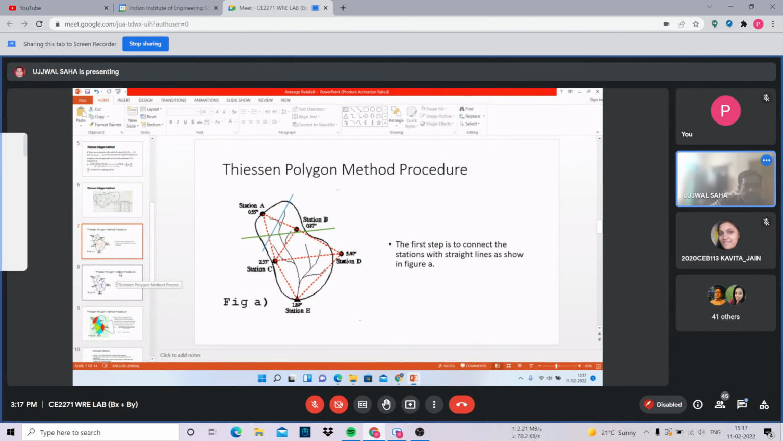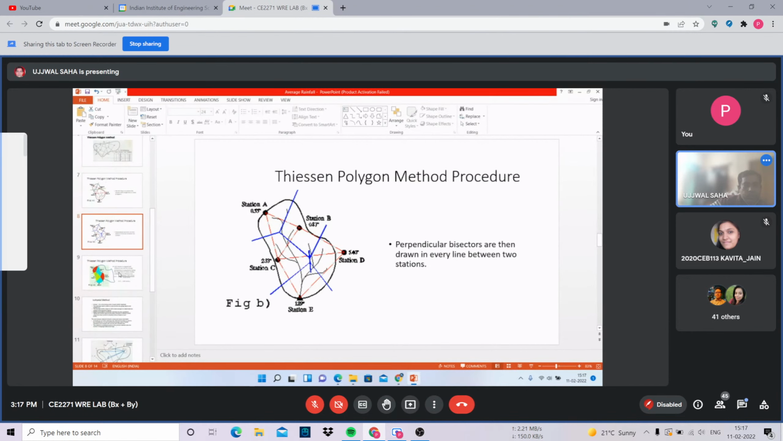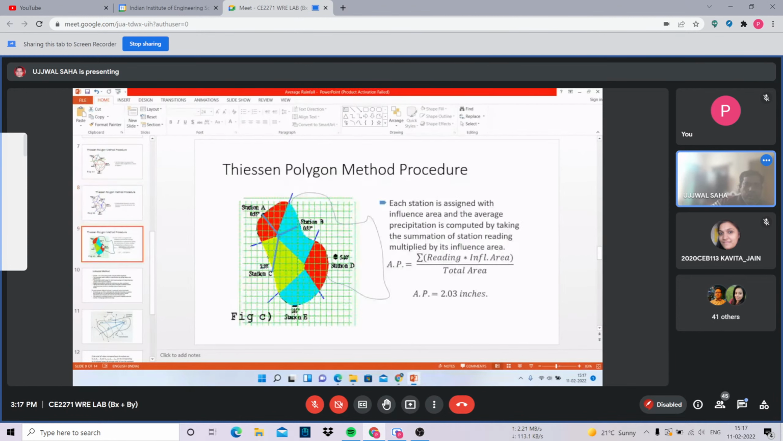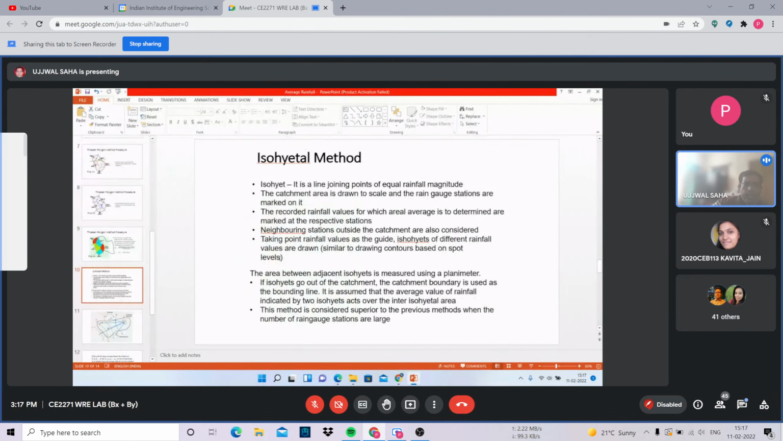So any questions? So I think you can do it manually. I think this week only I will supply the catchment and the rain gauge station locations for Thiessen polygon. So you have to do it by hand and scan it, and you have to submit. Okay. If there are no questions, then we move to the next method, that is the isohyetal method.